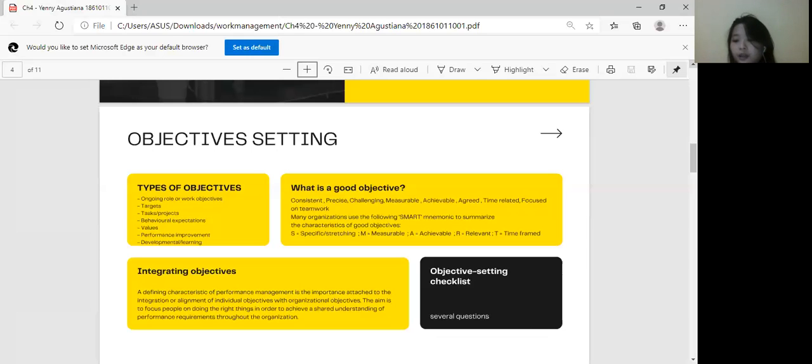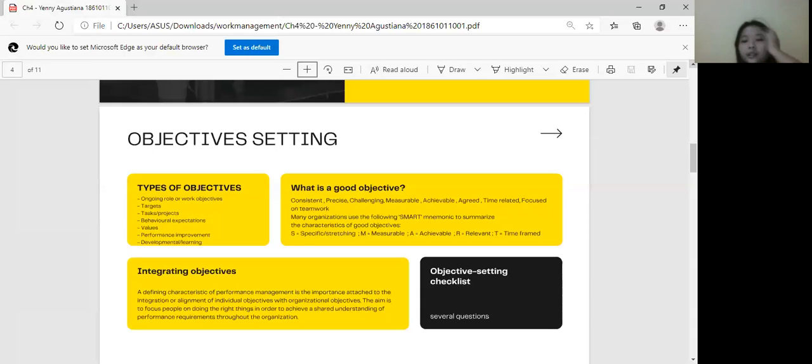And after that, relevant. Like I said before, we need to be relevant to the objective of the organization. So the goal of the individual is aligned with corporate goals, and the time frame is to be completed within an agreed time scale, like it should be on time.